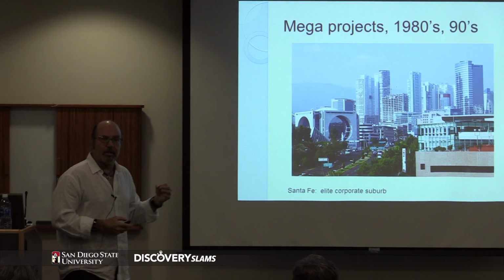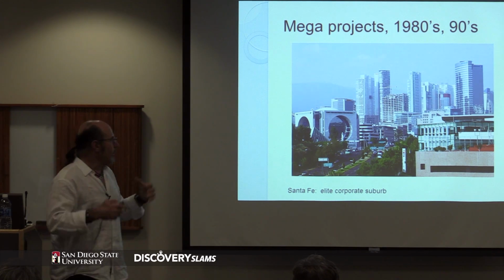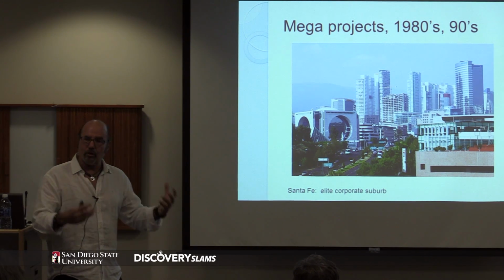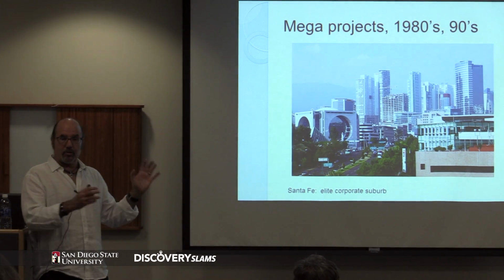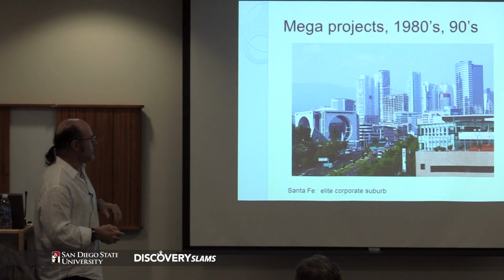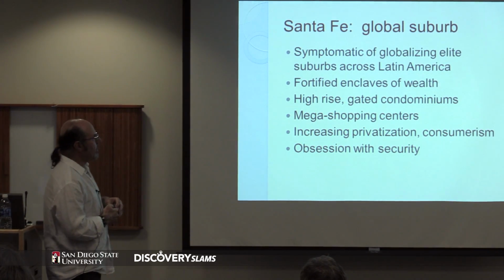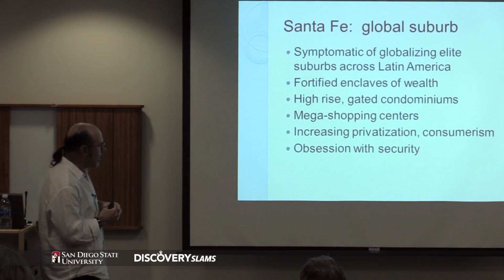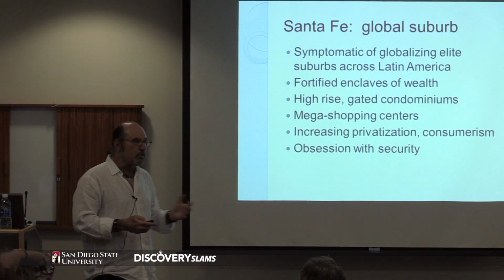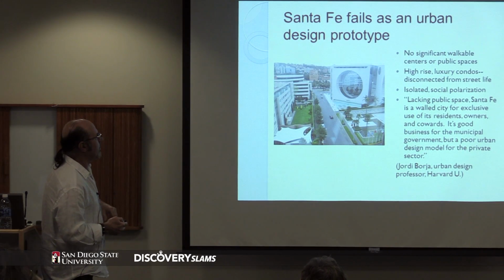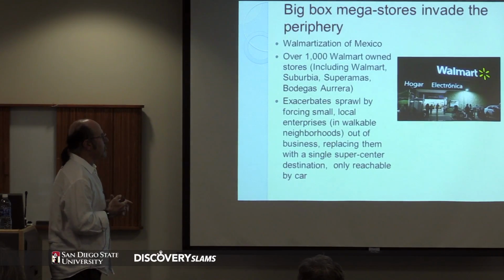Santa Fe is probably the quintessential example. Investment of a lot of large corporations, high-end residential. They wiped out all the low-income squatter settlements and moved them elsewhere so they could build this high-end suburb. It's very fortified, it's mostly high-rise, highly privatized, with an obsession with security. It doesn't work very well, there's nowhere to walk. So it fails as an urban design prototype.